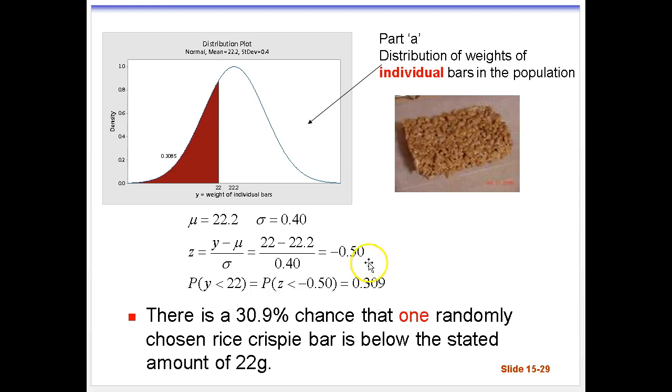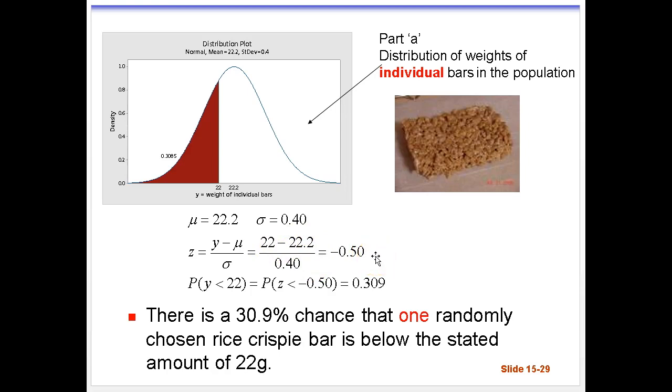So first of all, the first question is, what is the probability that one bar, and I've called that bar Y, randomly chosen off the line has a weight less than the stated amount, which is 22? Now, I could work this out using z-scores, or I could use Minitab to get the answer. So, first of all, what do we know about the distribution of the individual population of bars? We know the mean weight is 22.2 with a standard deviation of 0.4. I could calculate the z-score on a value of 22, so I do that. I get a z-score of negative 0.5.